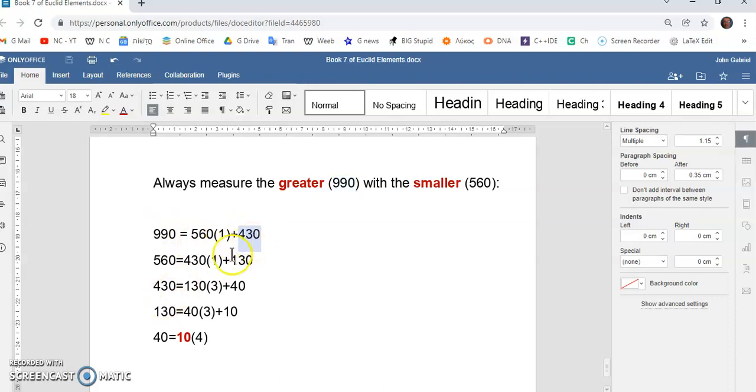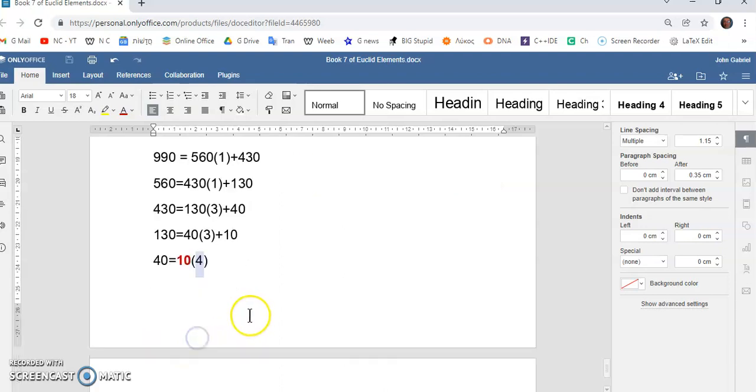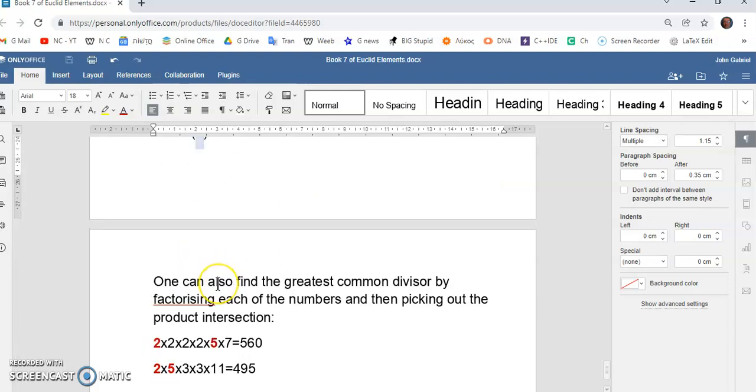Okay, now 430 becomes the new divisor. 430 measures the new dividend, which is 560, once, okay, and a remainder of 130. And 130 measures 430 3 times with a remainder of 40, and 40 measures 130 3 times with a remainder of 10, and 10 measures 40 4 times exactly. Okay, so 10 is the greatest common divisor.